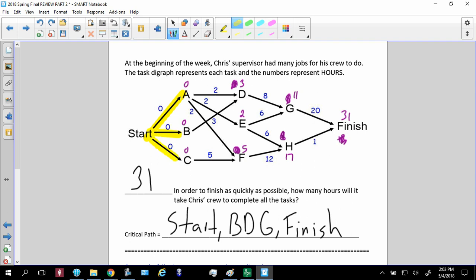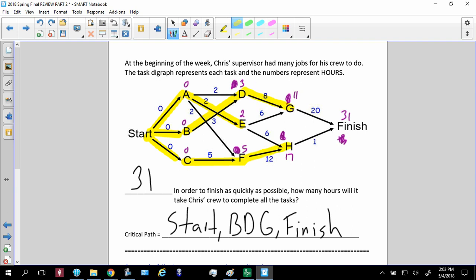So how do I do the critical path? Well, just figure out how you got all these numbers. D became 3 through B, A became 2, E became 2 through A, C became 5 through F. Let's see, H is 17, that came through F.